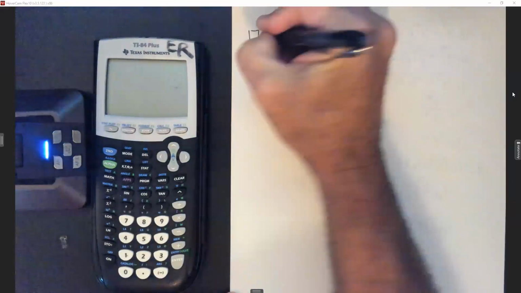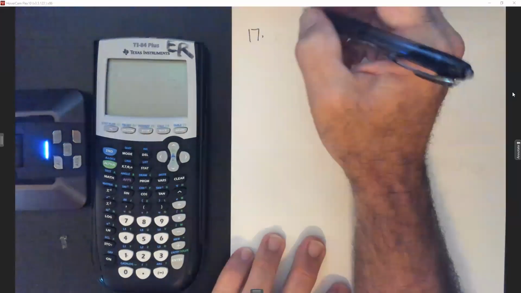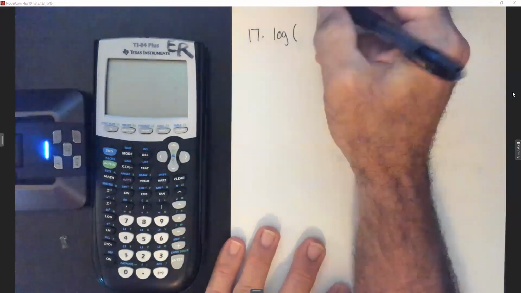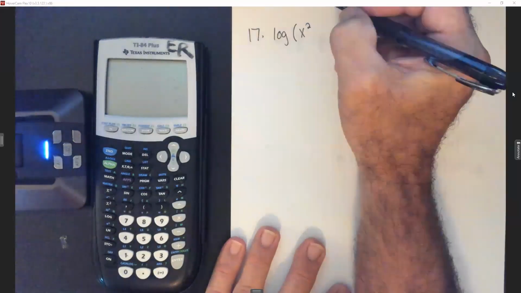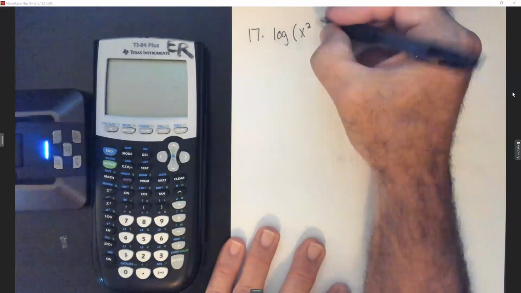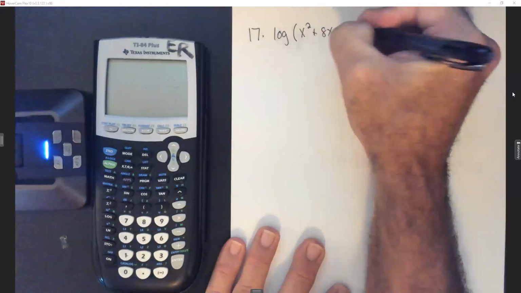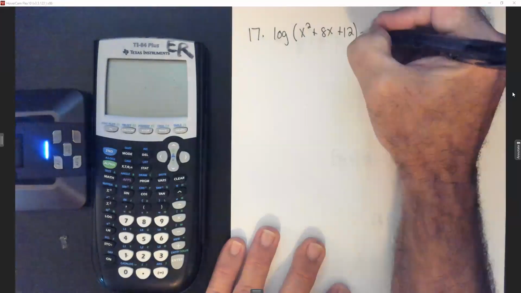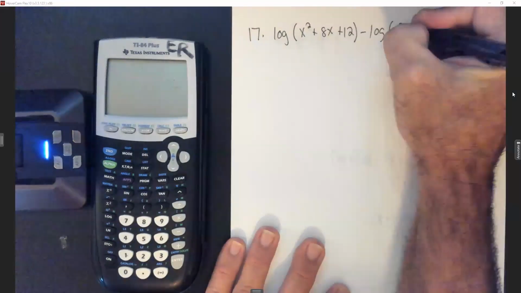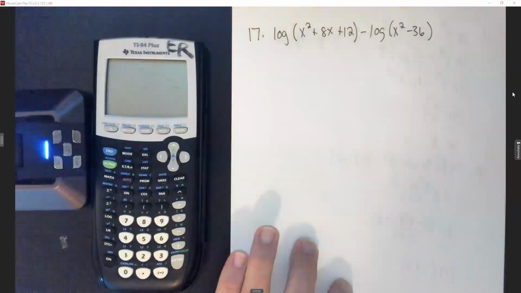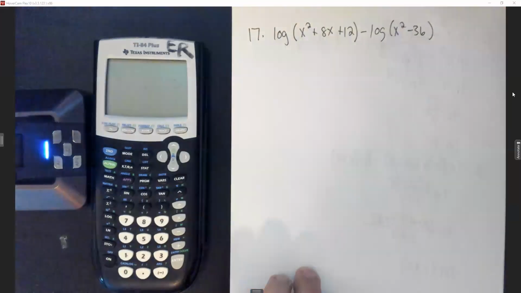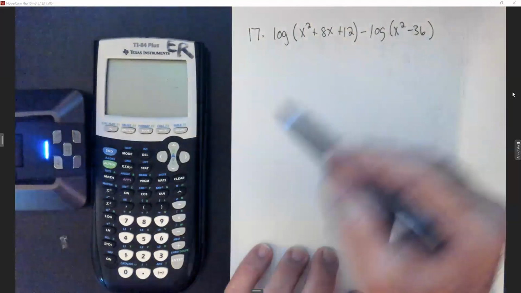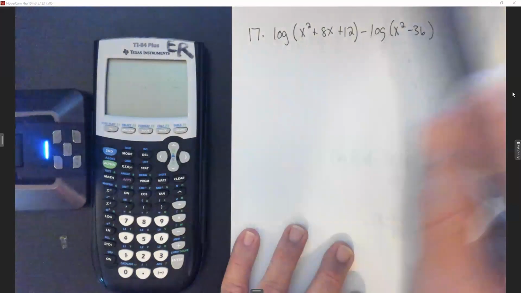Oh, wow, y'all, this is like the last one in this section. So here we go. We got a log, parentheses, x squared plus 8x plus 12, minus a log of x squared minus 36. So basically, this one's just like number 16. Can't do anything in the parentheses, so I'm going to rewrite it as a single log.